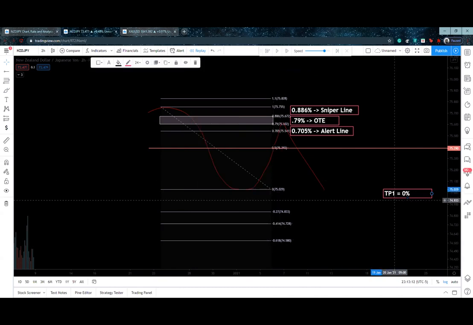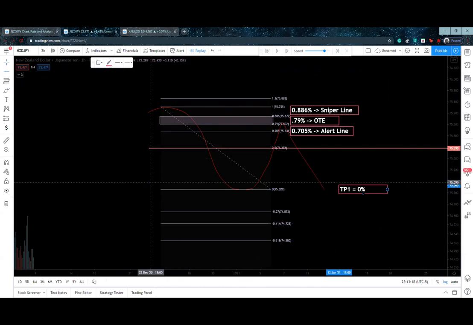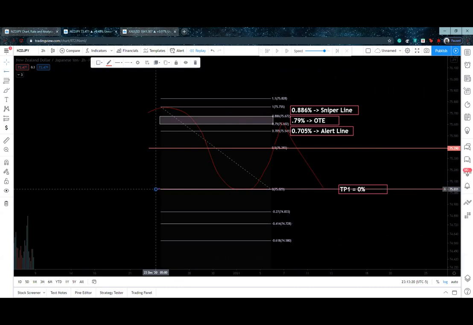Your first take profit should always be your zero. As you can tell, the zero is right here. So this should always be your first take profit.